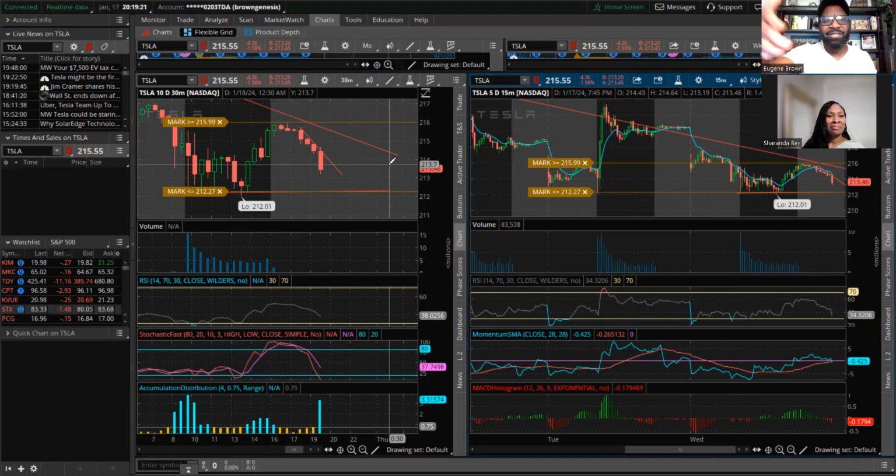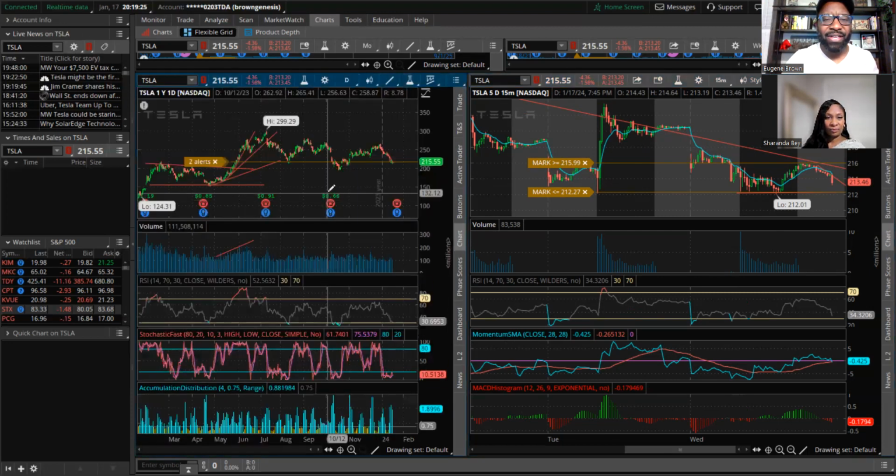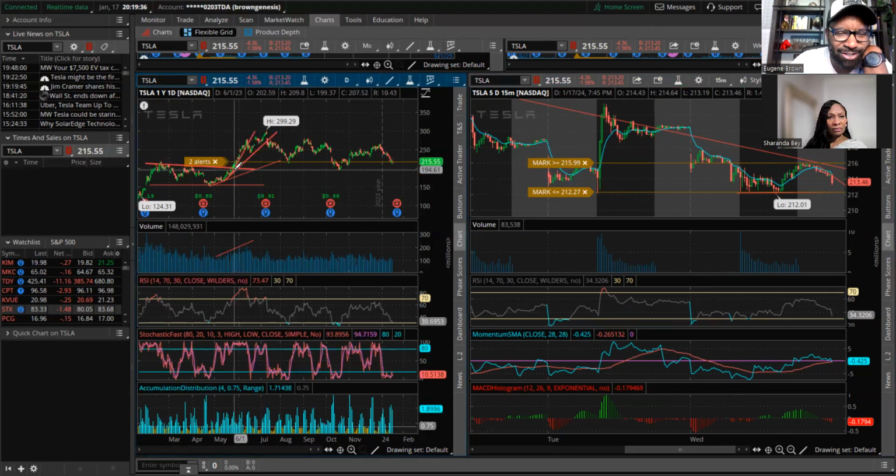It needs to prove that it can get out of its own way, Tesla. Because again, bigger picture, here's your downtrend on the daily time frame, because we're looking at a daily. And I clearly see that since all the way back in June, it goes just like this.